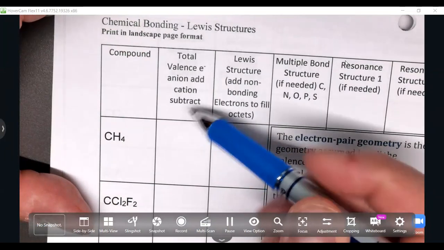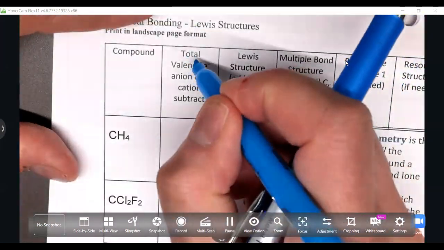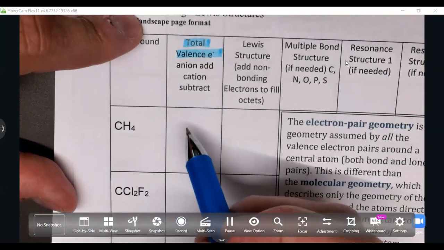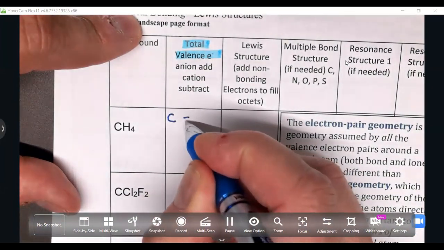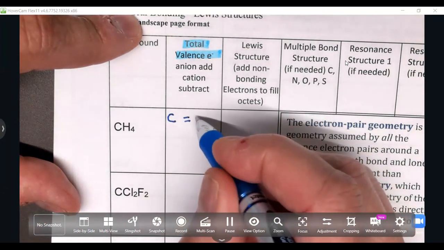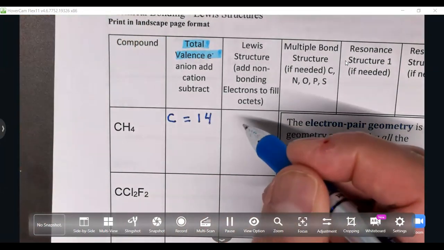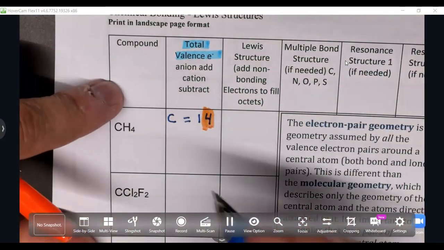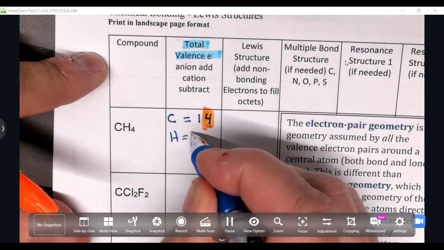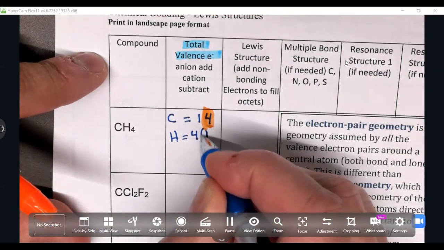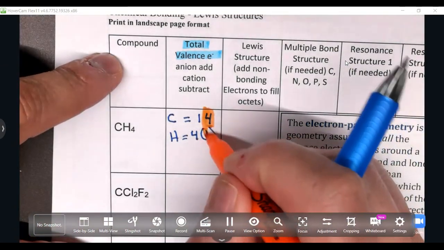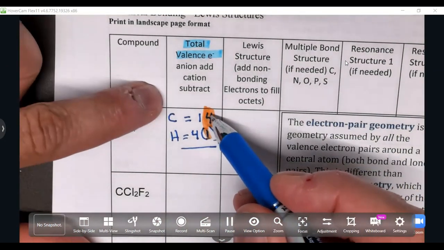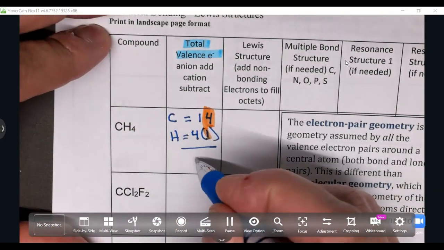We want the total valence electrons. So carbon has how many valence electrons? What group number is carbon in? Carbon's in group 14, right? So carbon has 4 valence electrons. For hydrogen, there's 4 hydrogens at 1 each. So if we add all these up, 4 for the carbon, 4 hydrogens at 1 each, my total valence electrons is 8.